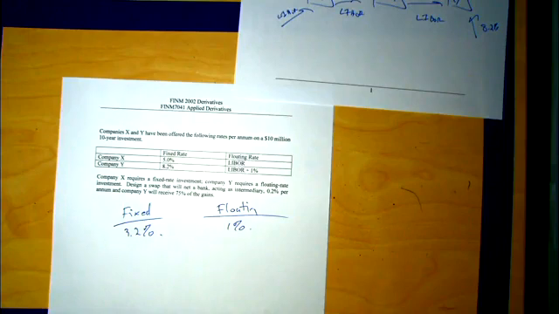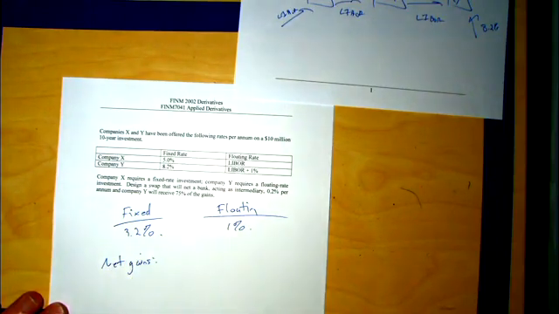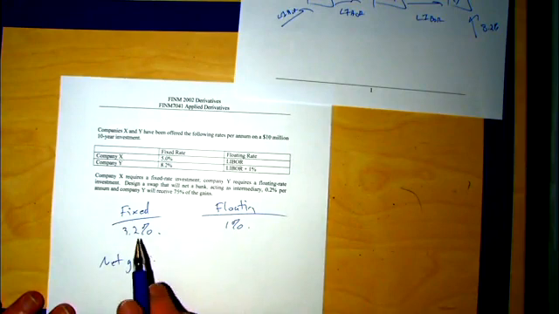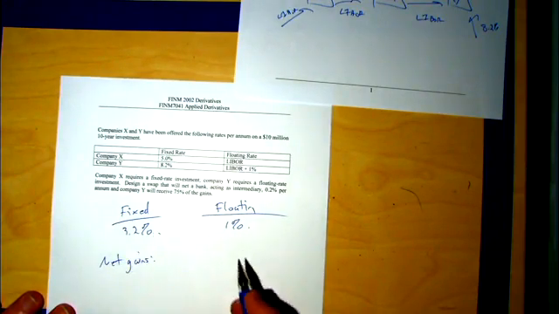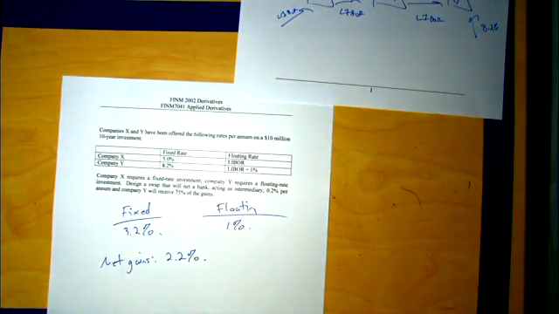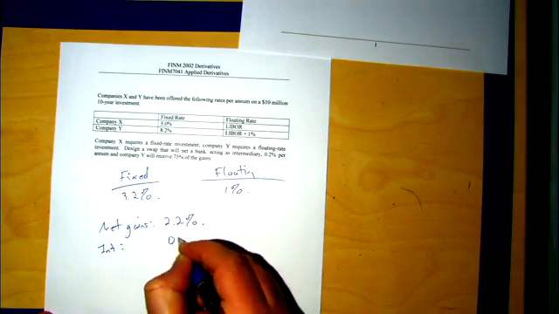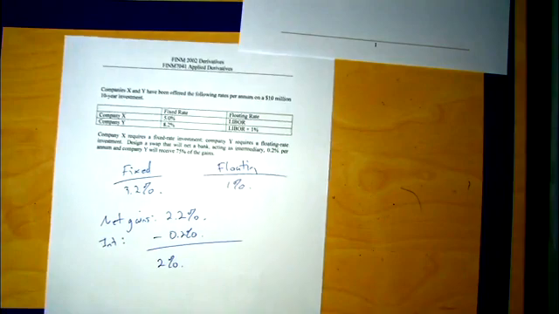What's our next step? Someone tell me. Net gains? Great, net gains. To work out the net gains, it's the difference between fixed and floating. So the difference between 3.2 and 1% is 2.2%. Next, the intermediary takes 0.2%, which means we're left with 2% to play around with.